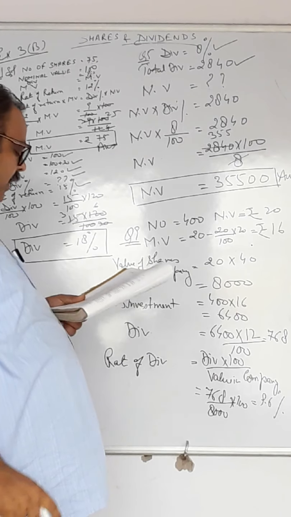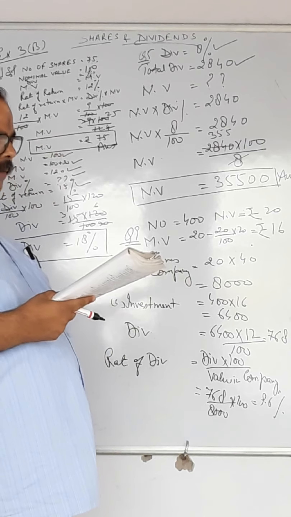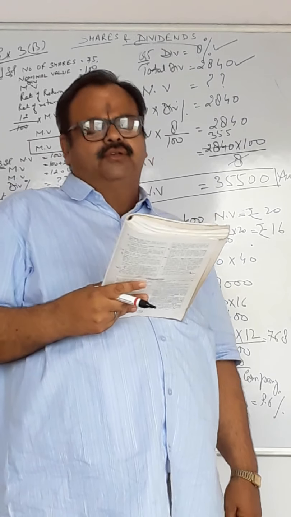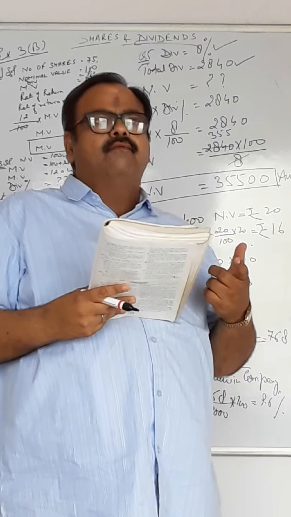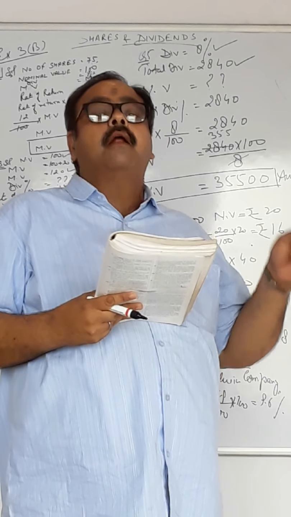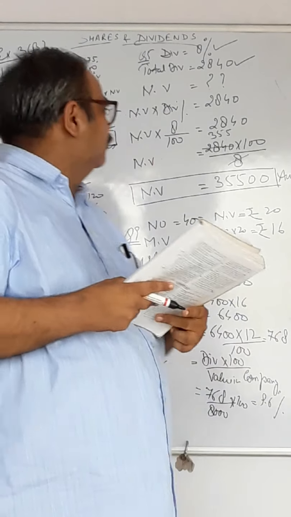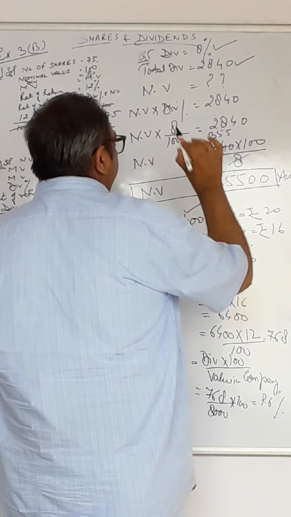Now question number 9. A man buys 400. See the language of the question. Man buys 400. What is 400? These are number of shares. So I have written number of shares 400.